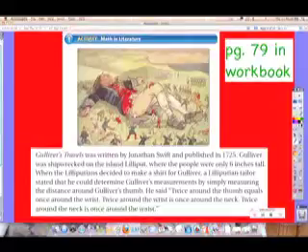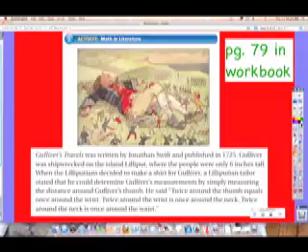All right, thank you so much for opening your workbooks, page 79. So page 79, there's a big, huge picture. Do you see it? Now, if you look at the board, I've got a colored version of the picture.